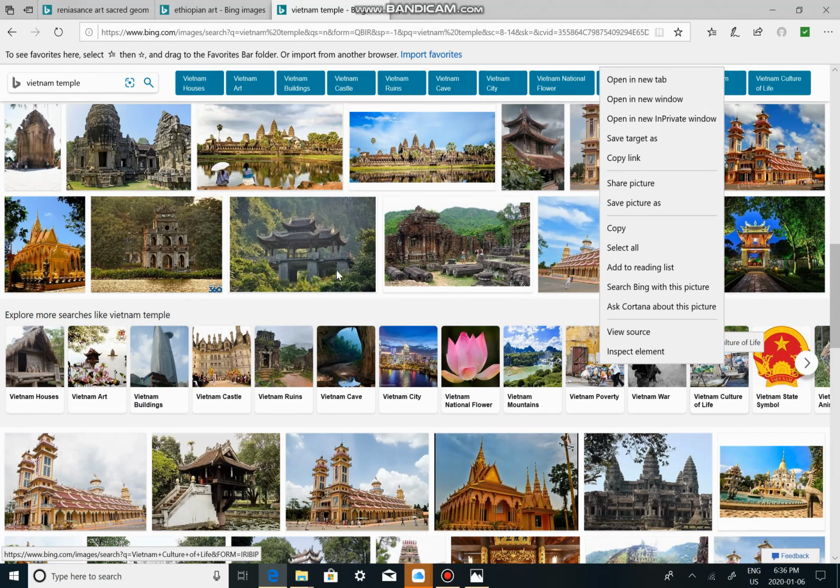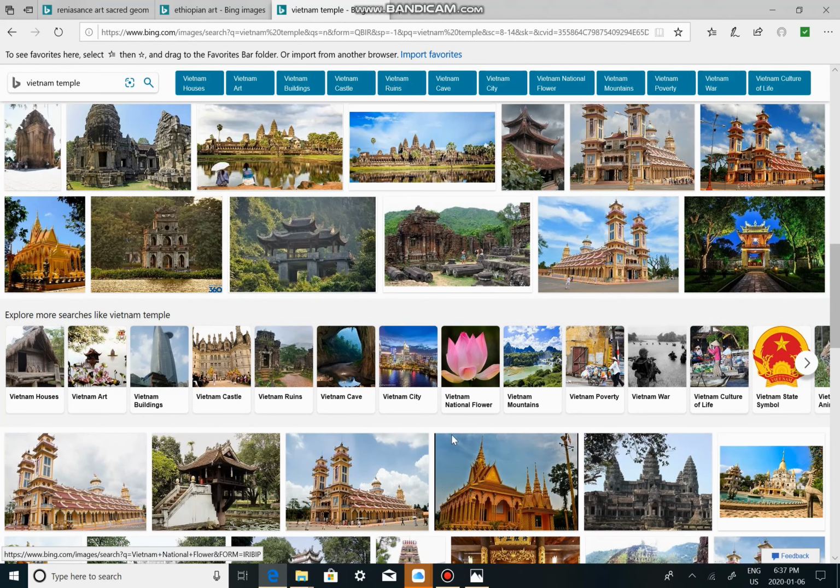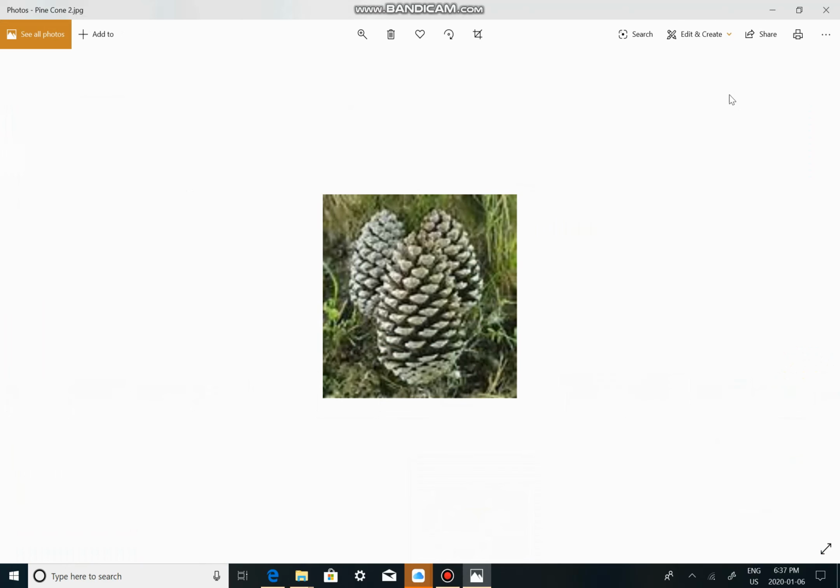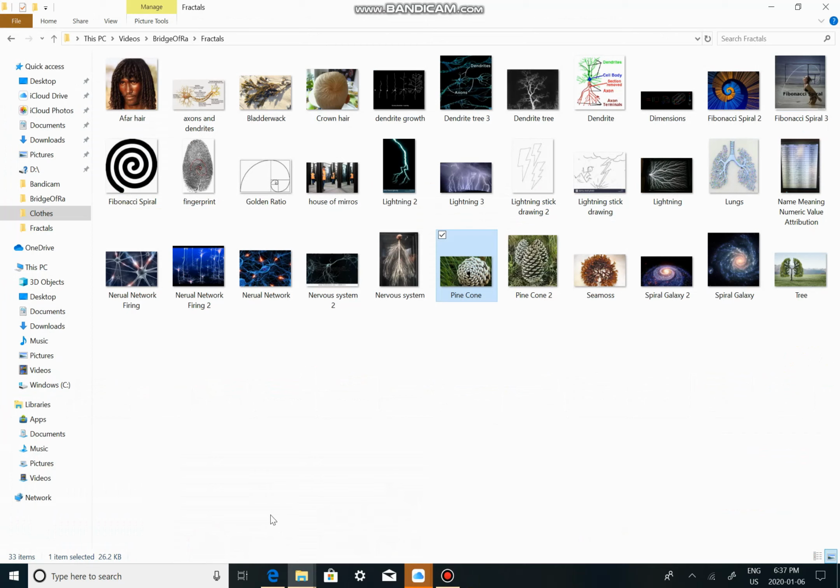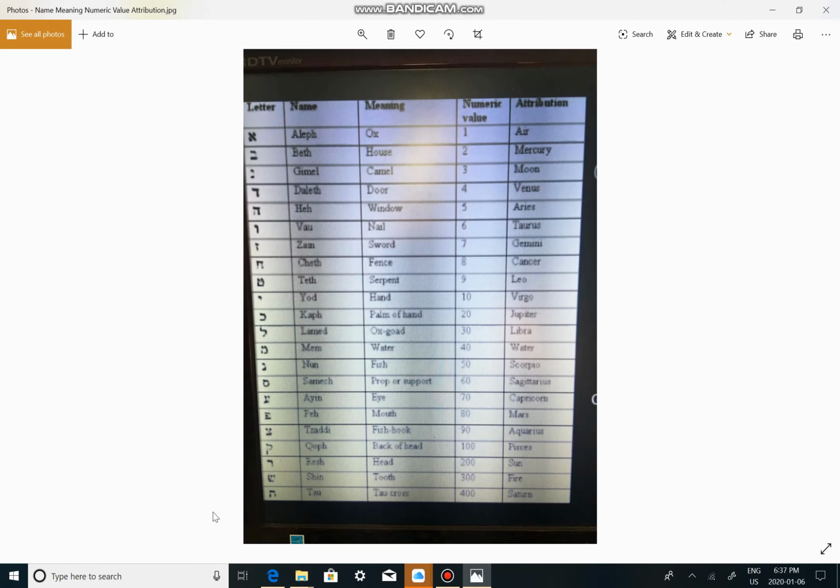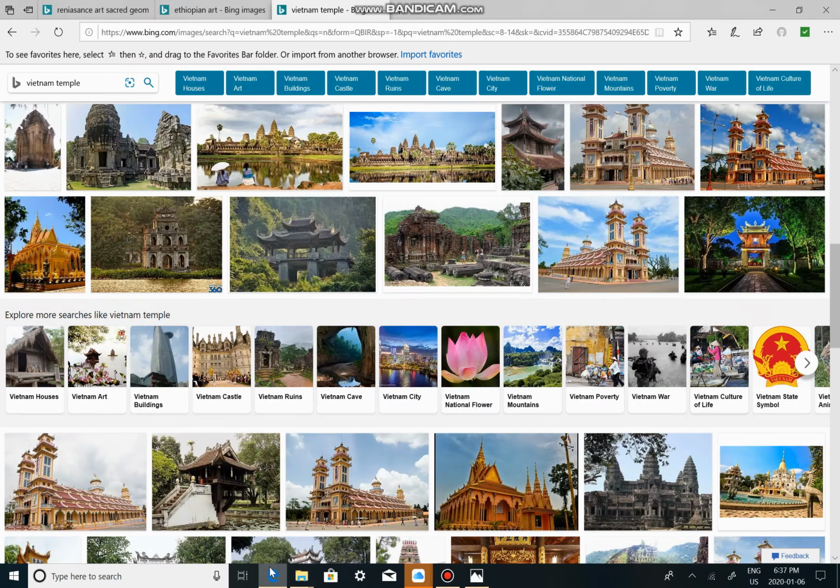But yeah, you guys get the point. Now we're going to start Hebrew. Actually, before I even get to Hebrew, that's all just loose ends.